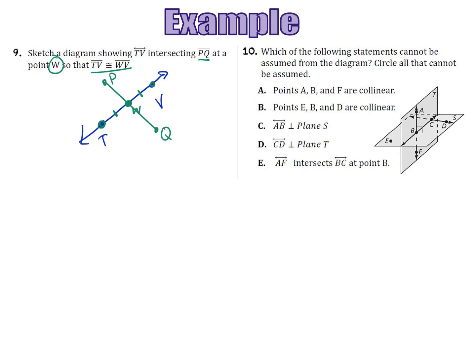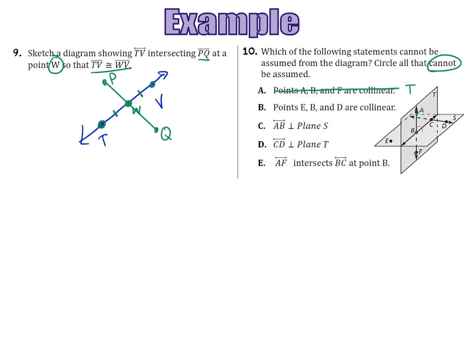Okay, for part A, it says points A, B, and F are collinear. A, B, and F. They are definitely all on that line. So since we're trying to circle things that cannot be assumed, this is definitely true. So I'm going to cross it off and not circle it because it can be assumed.